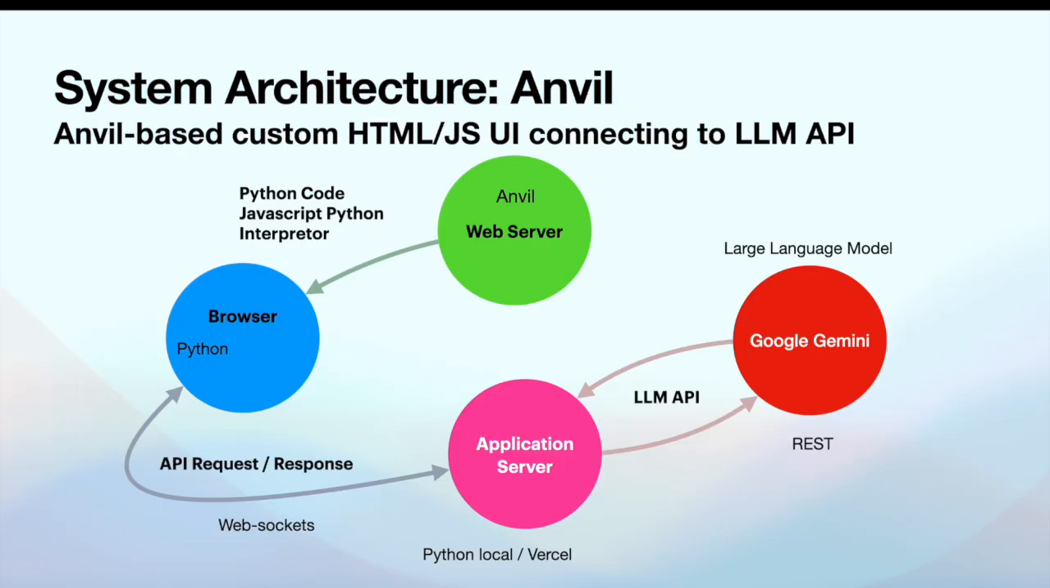Let's dive into the system architecture. This is for our Anvil-based custom HTML and JavaScript UI. It connects to a large language model API. It's a beautiful flow. First, our browser, which can even run Python with PyScript. It interacts with an Anvil web server. The Anvil web server then talks to an application server. This application server could be running Python locally, or it could be deployed on Vercel. That application server then makes REST API calls to Google Gemini, our large language model. API requests and responses flow back and forth.